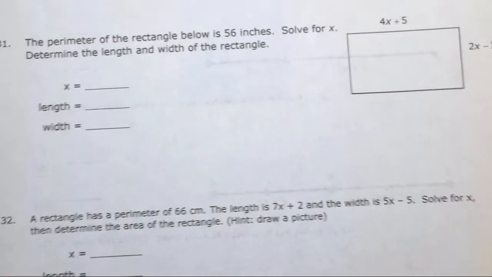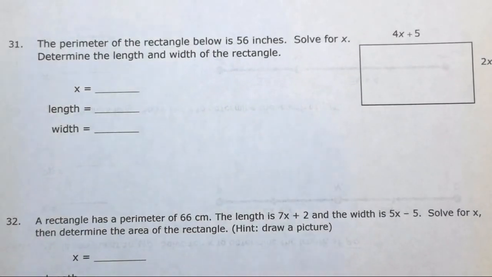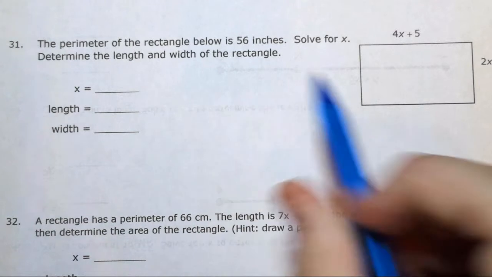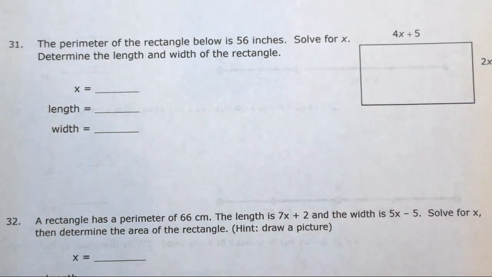Alright, last 3 problems. Whew, there's been a lot of math on this paper. Too much math, too much sauce. You. The perimeter of the rectangle is 56. Solve for x. Alright, now stop. I made you all feel real stupid, or some of you feel real stupid.